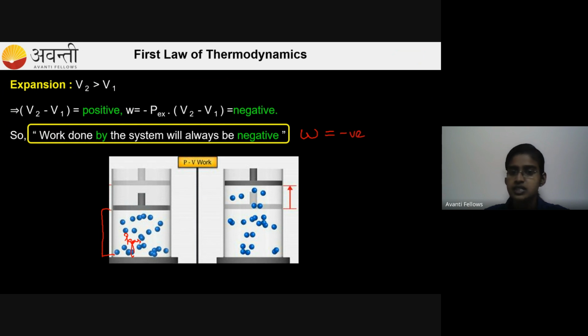So if the gas is doing the work, automatically expansion occurs, right? Volume increases. This is V2 and this is V1. Final volume is more than the initial volume. So the W value is coming out to be negative if the work is done by the system. Okay. So the sign conventions are very important for Q as well as for W. Clear? This is okay for all?